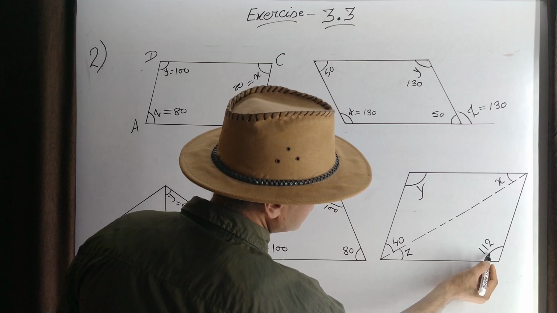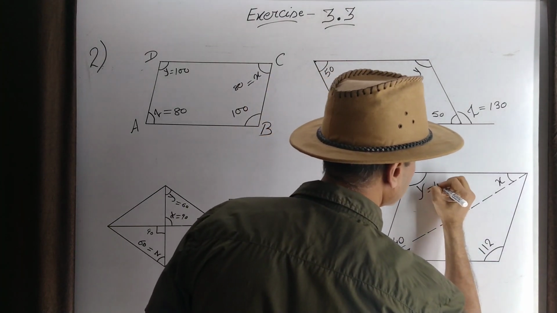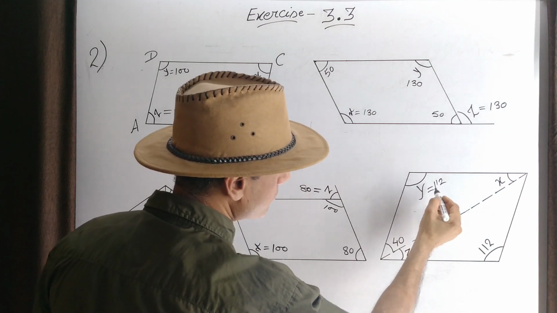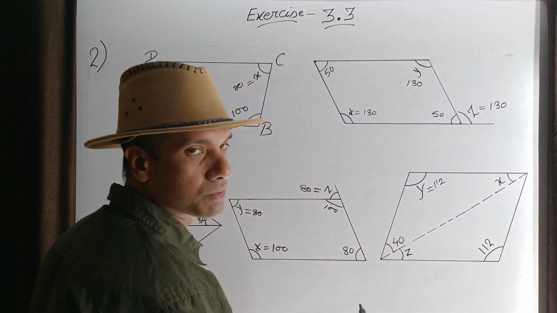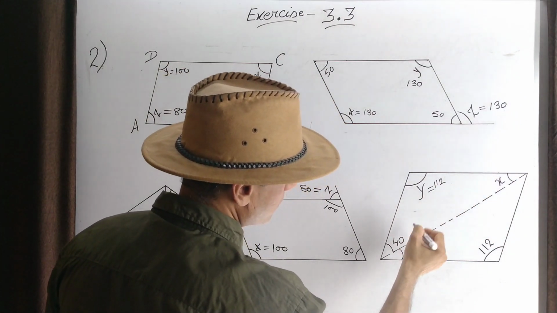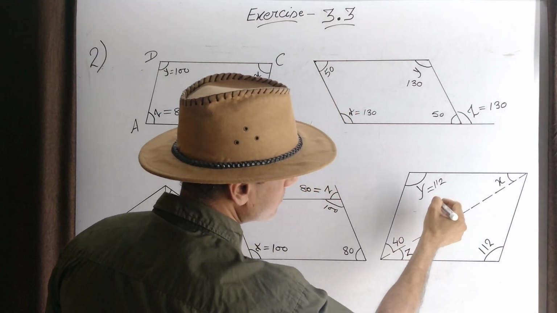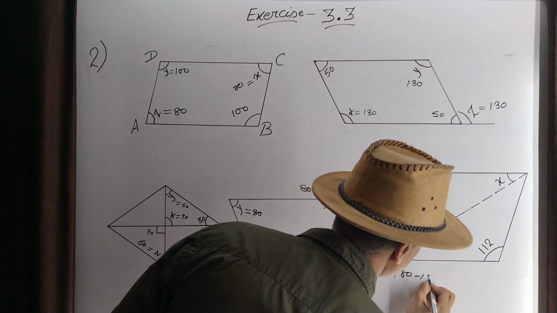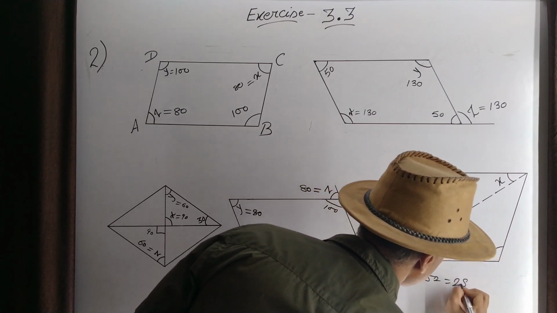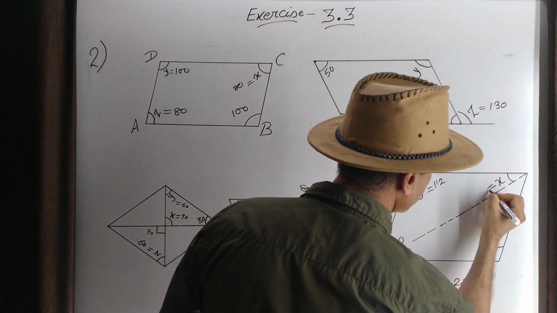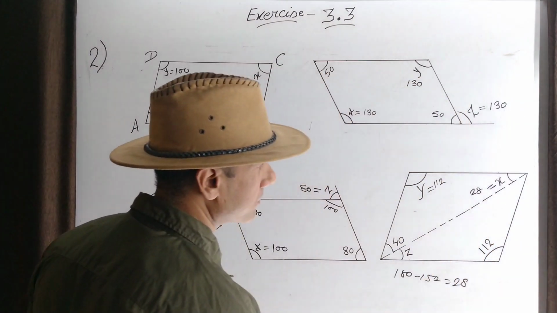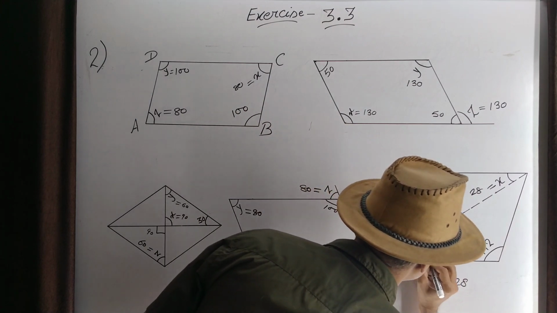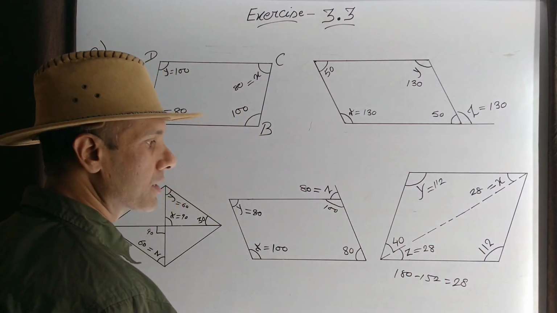This angle is 112 degrees, so y will be equal to 112 degrees. If y is 112 degrees, 112 plus 40 plus x will be 180 degrees. So 112 plus 40 is 152. 180 minus 152 is equal to 28. So this angle will be equal to 28 degrees. If x is equal to 28 degrees, it will be equal to z. So z will also be equal to 28 degrees. Clear?